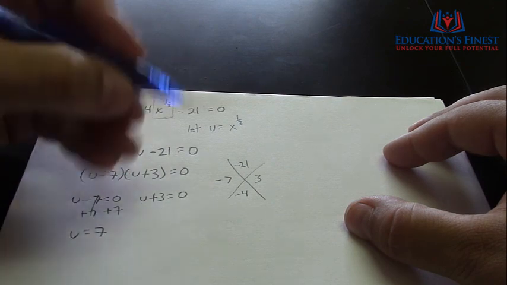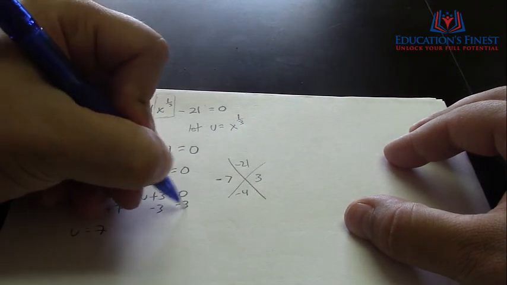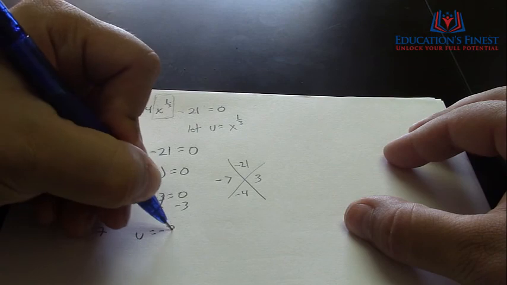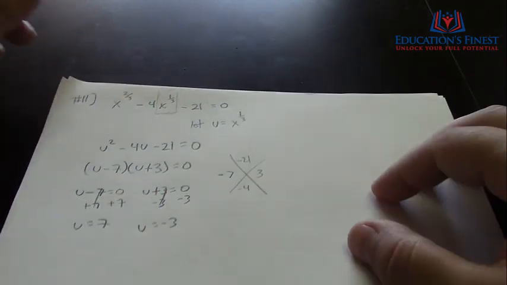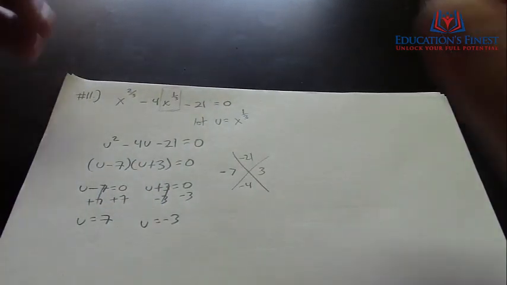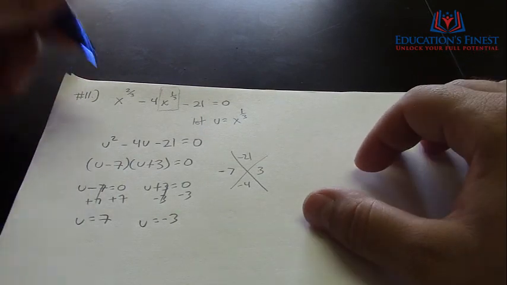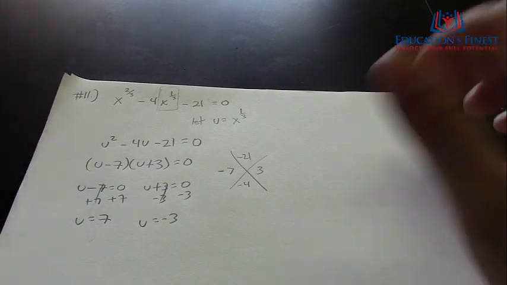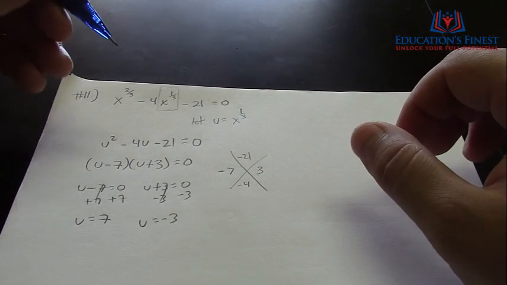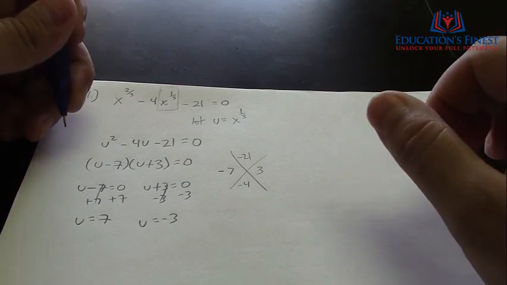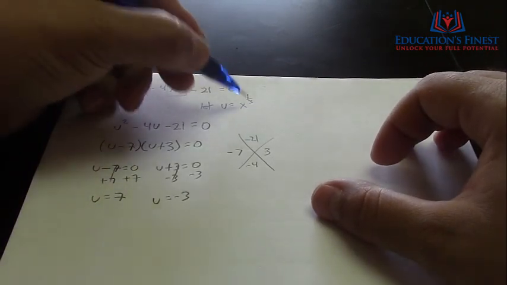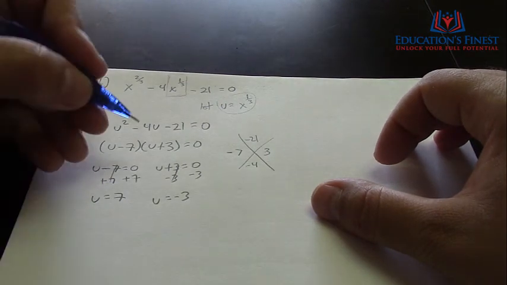U equals 7. Cool. Minus 3 on this guy to both sides. U equals negative 3. Now, are we done? No, we're not. Why? Because we've got u's. We don't want u's. We want x's, right? So that being said, we just take what we did here and we sub it back in.